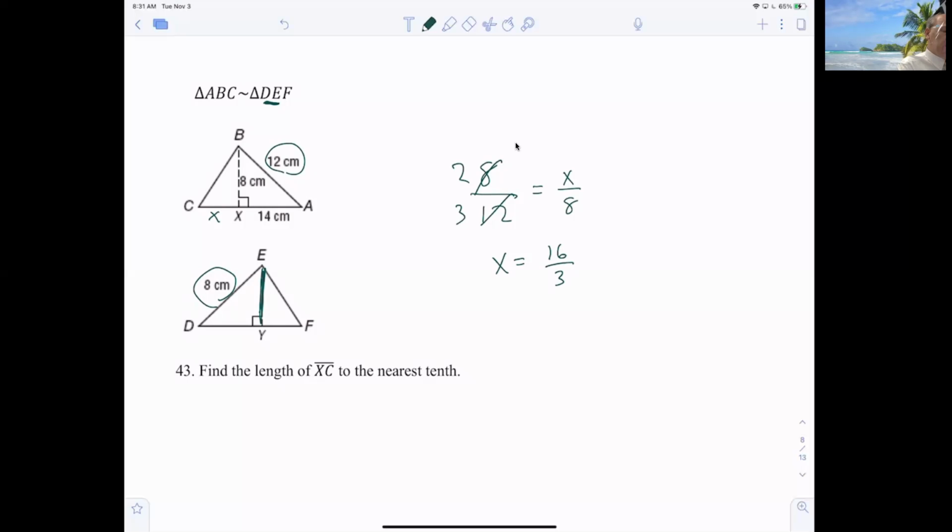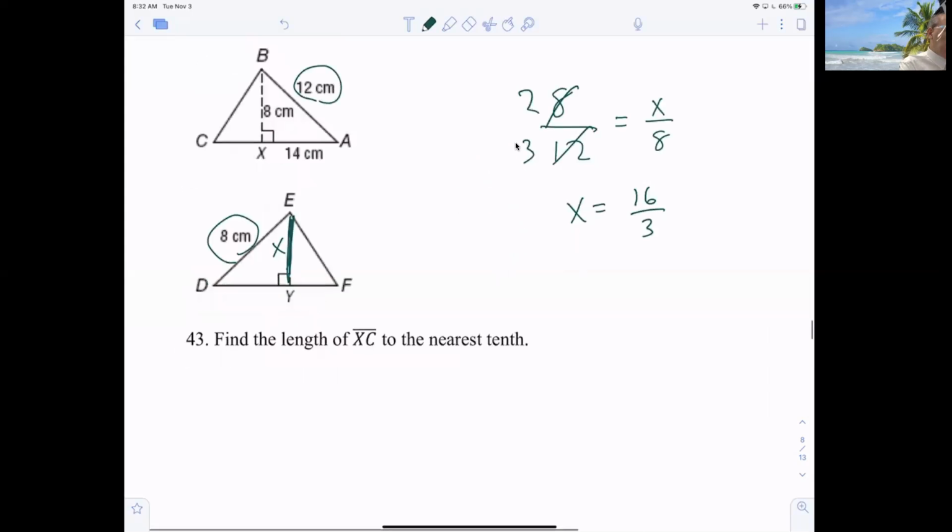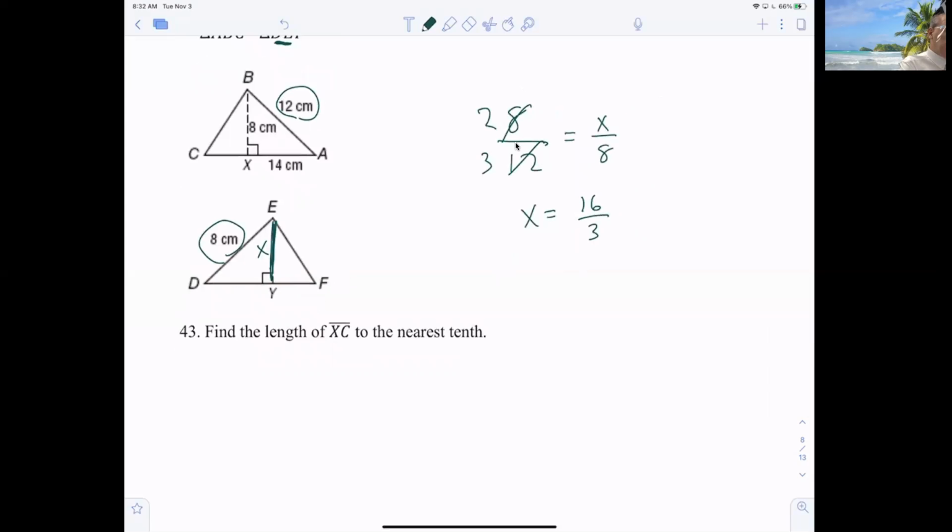How did I get what? Yeah, I didn't mean to put that. This is the altitude. I didn't really make a mistake, but I just made this x. Does that make sense? Okay, so x is 16 over 3, which is this right here, 16 thirds.